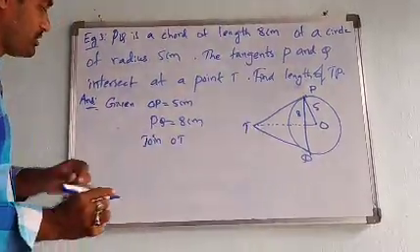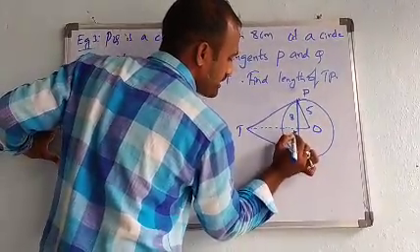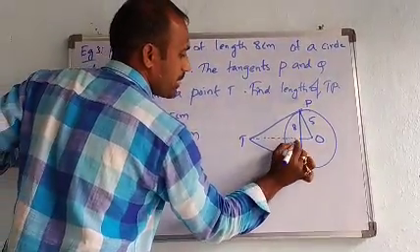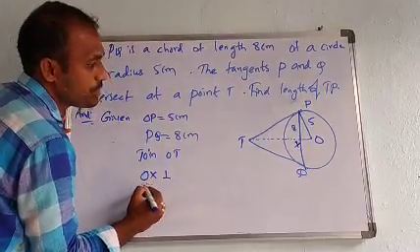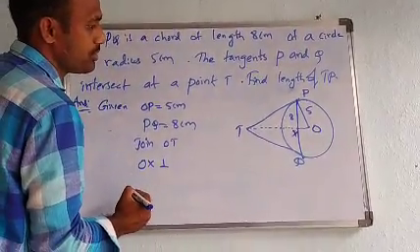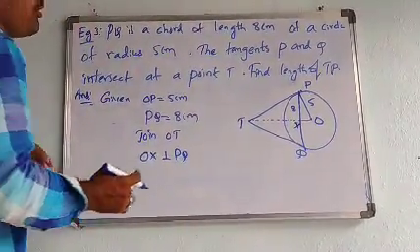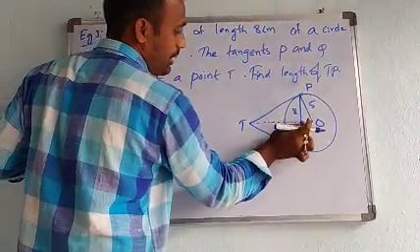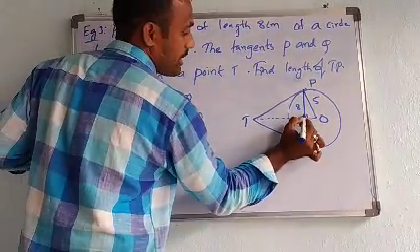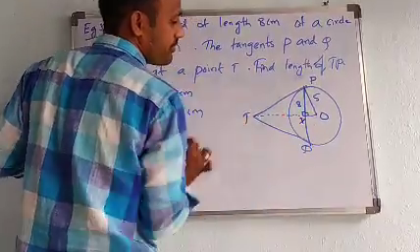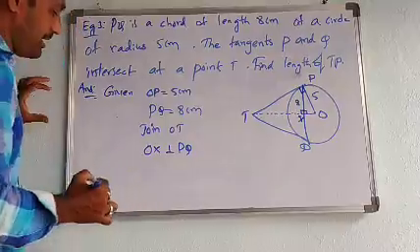Now after joining OT, let us give it some name, X here. So X is the meeting point. OX is perpendicular to PQ. Why? Because if you draw a perpendicular line from the center, it will make 90 degrees here, and here also it will make another 90 degrees. So here already a tangent is there, it will make 90 degrees.